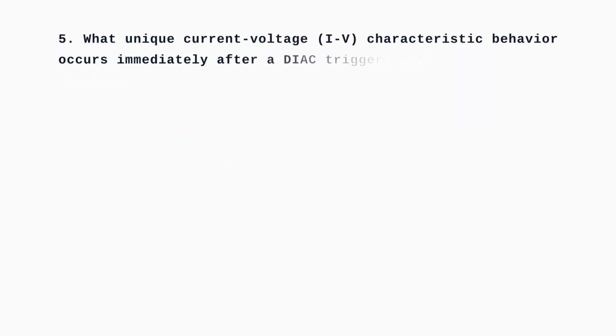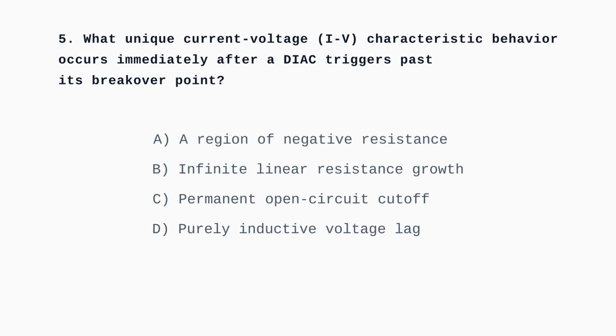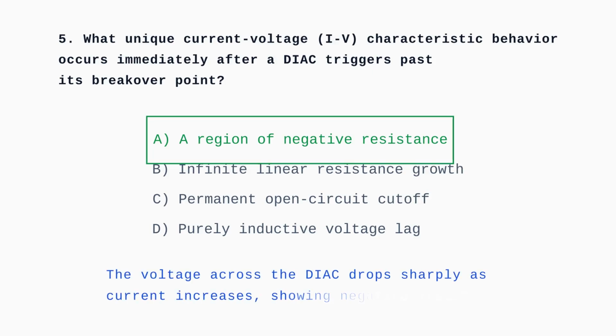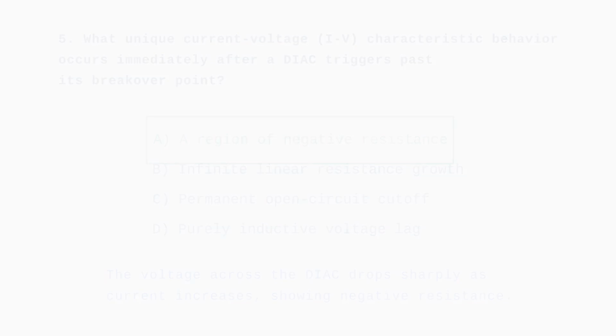Question 5. What unique current voltage characteristic behavior occurs immediately after a DIAC triggers past its breakover point? Upon breaking over, the voltage across the DIAC drops abruptly even as current scales upward. This represents a distinct region of negative resistance.